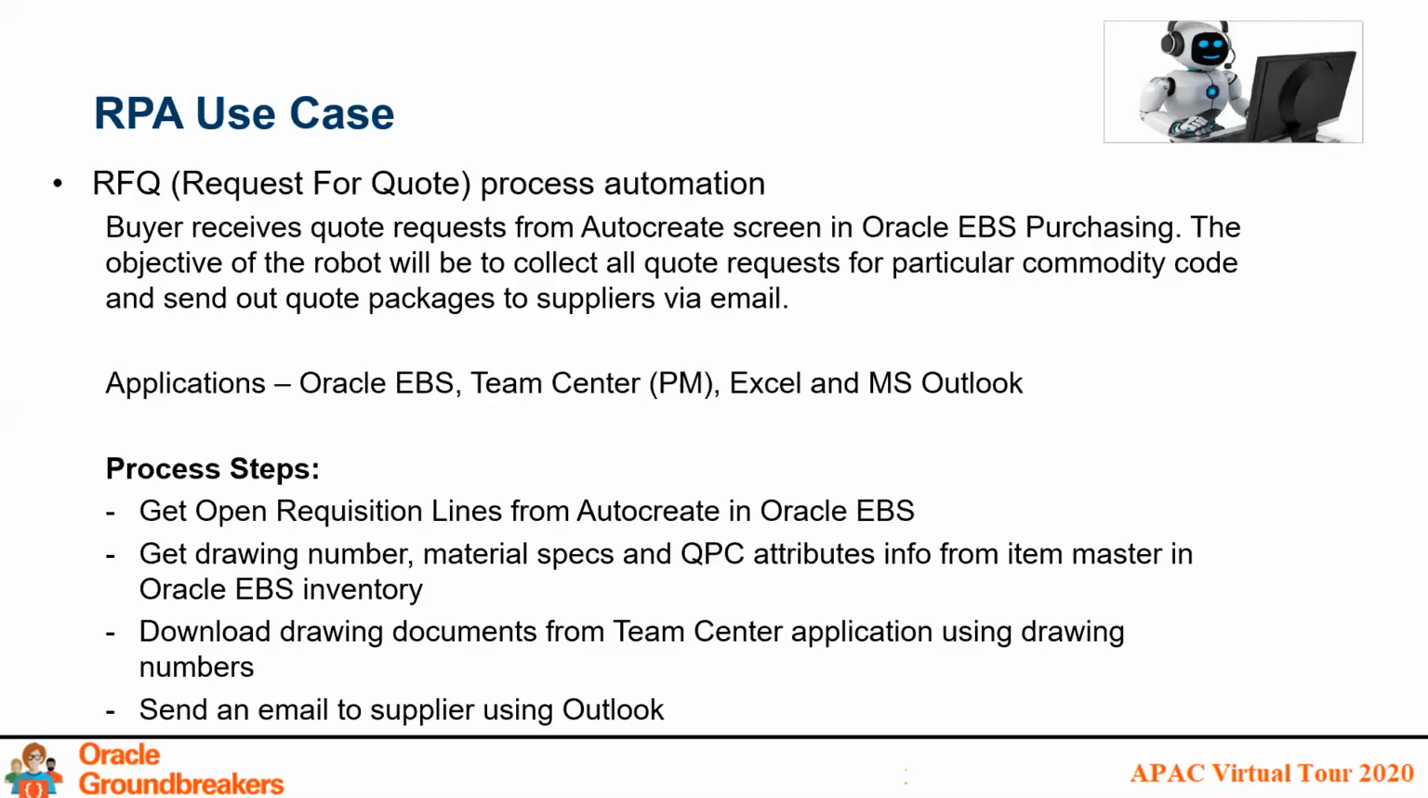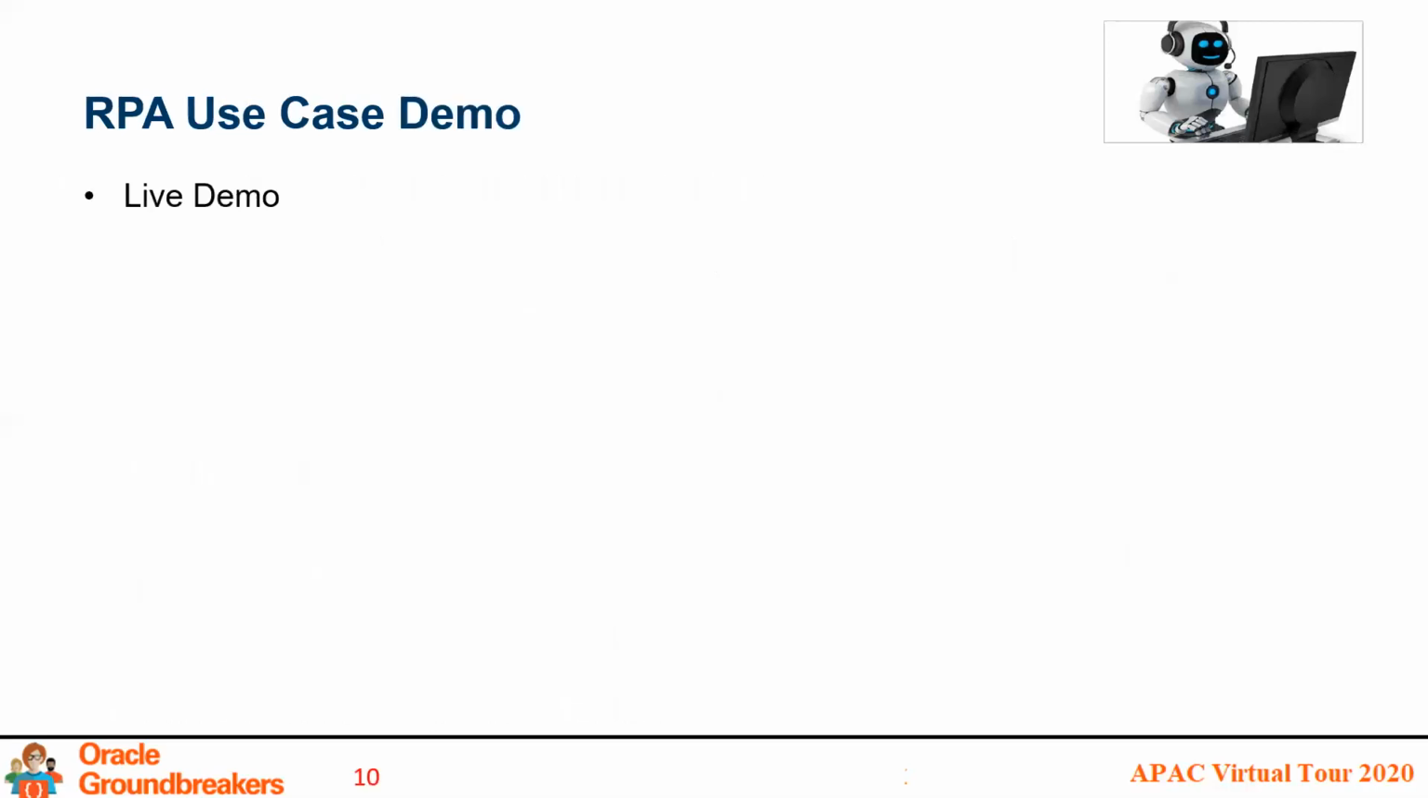Once you have the requisition line items and the line attributes information, then download the drawing documents from the Team Center application using drawing numbers. Then send an email to the supplier using Outlook. These are the 4 detailed steps. Now I will switch to the live demo.